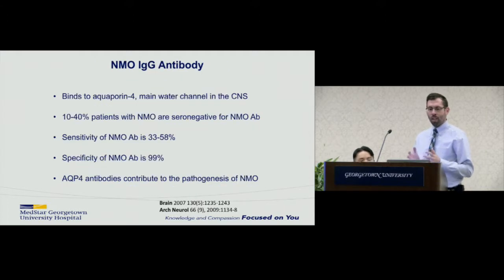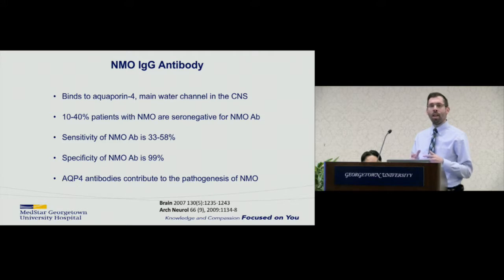So this blood test is called the NMO antibody. And what it does is it identifies antibodies that are circulating in the blood, and they bind to a water channel in the body called aquaporin 4. It's not important that you understand all this, but it's important because aquaporin 4 is in the central nervous system, and patients who have this antibody are at very high risk for having this disease. But the problem with the test is that 10 to 40% of patients who have NMO will have a negative blood test. Like that case I showed you, initially her blood test came back negative. Some people will always stay negative. So it's a very specific blood test, but it's not very sensitive.